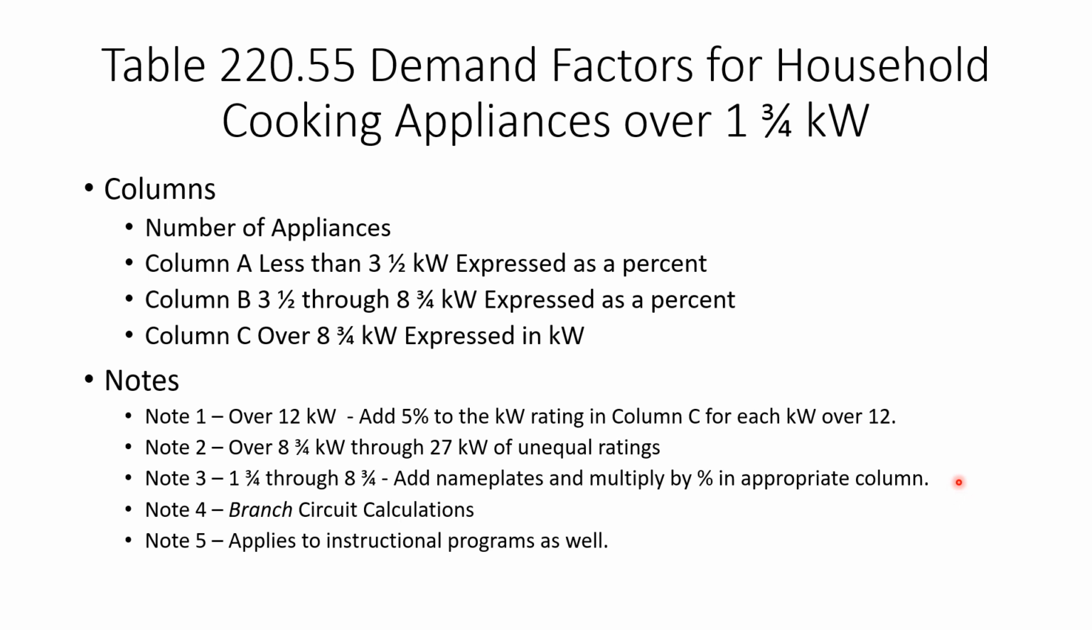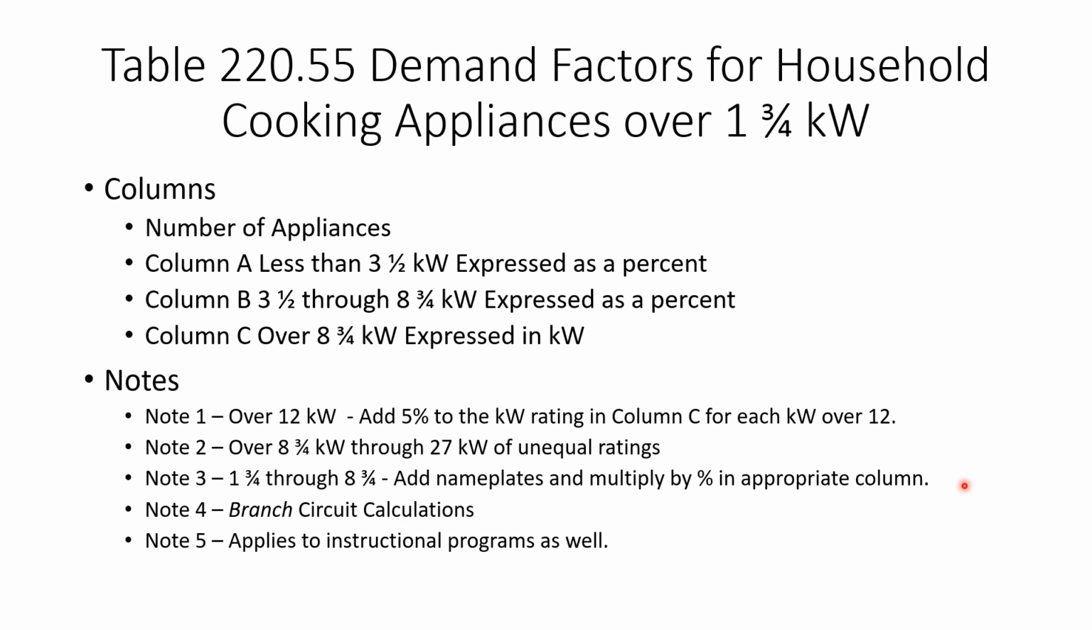Note 3 is important. Okay, so we're working with our appliances that are between 1 3/4 and 8 3/4. We're going to add the nameplates together and then multiply by the percentage in the appropriate column. For instance, if it was a 3 kilowatt and we had 3 of them, it would be 3 times 3, which is 9 kilowatts. And then we would go to the column where it says 3 appliances, and it would be 70%. So it would be 70% of that 9 kilowatts. Okay, whatever that ends up being. Okay, and we're going to do more of these, so just kind of hang in there with that.